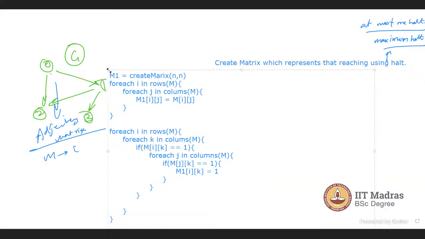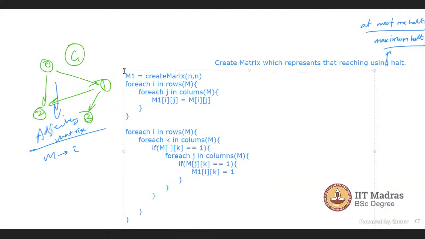Sir, can you explain the code graphically? So I want to reach the vertices using a maximum of one halt. Is that fine? In this line, M I J and M I J, okay. Here I think it is wrong. Okay, thanks, sir. So this should be KJ, then IJ. Okay, yeah. Thank you.